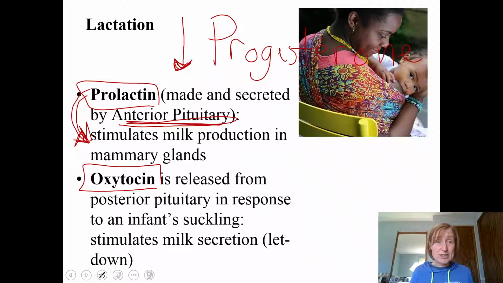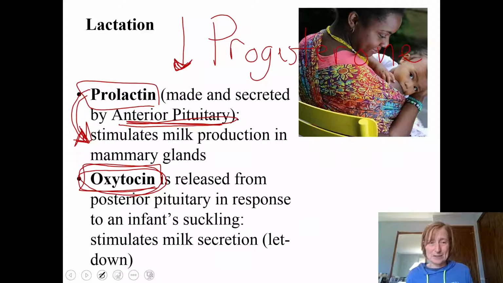But you need to have something that actually lets the milk out as well. You've got milk production happening in the mammary glands because of prolactin, but oxytocin is the hormone that helps milk secretion, helps in the letdown response. Oxytocin, we've seen this guy before. Oxytocin is released from the posterior pituitary, and that causes milk to be let down so that the baby can get it. What triggers the release of oxytocin are things like the baby crying and the baby suckling. Both of those cause oxytocin to be released. That causes milk letdown.